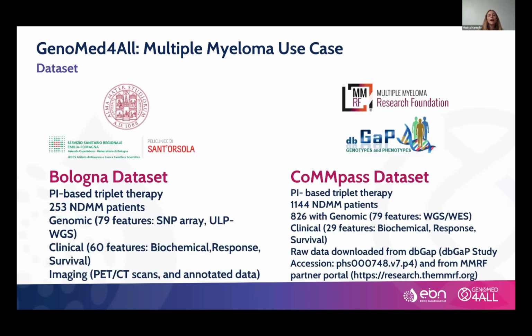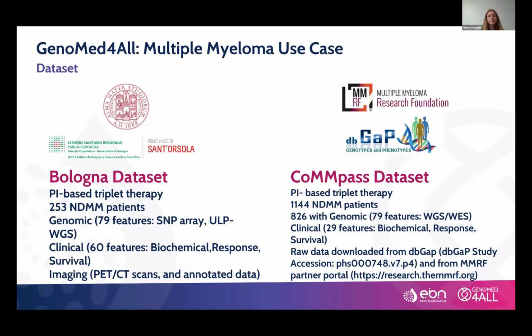To this purpose, our group here in Bologna provided for the aim of the project two kinds of data set. The so-called Bologna data set includes 253 newly diagnosed multiple myeloma patients, mainly treated by a proteasome inhibitor-based triplet therapy at the induction. These patients also underwent two autologous stem cell transplantations. Usually they receive a consolidation therapy and then a maintenance therapy.